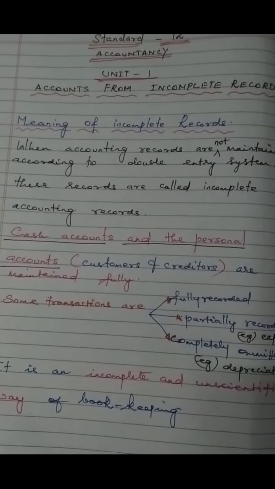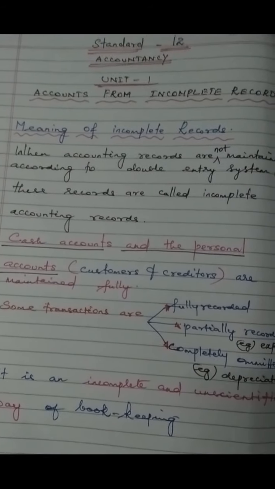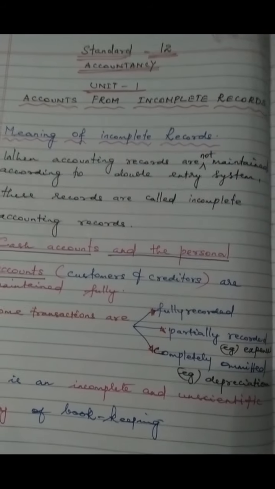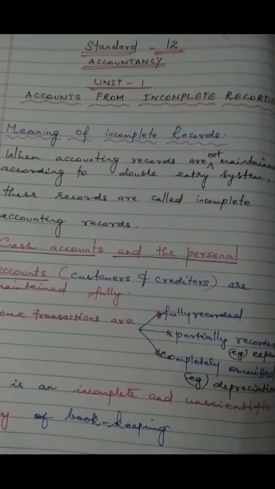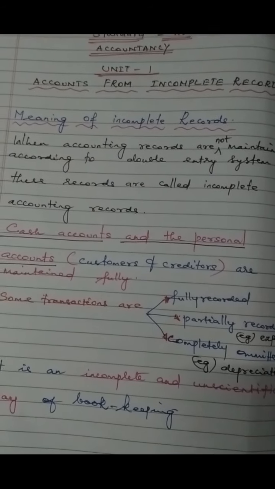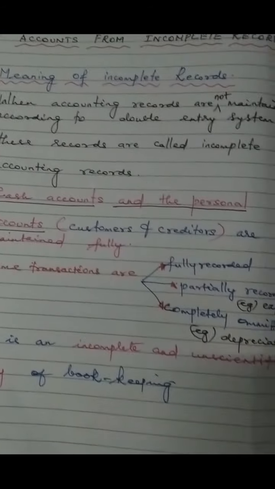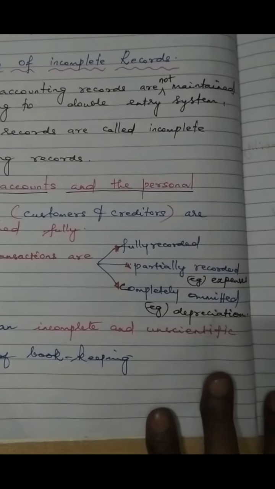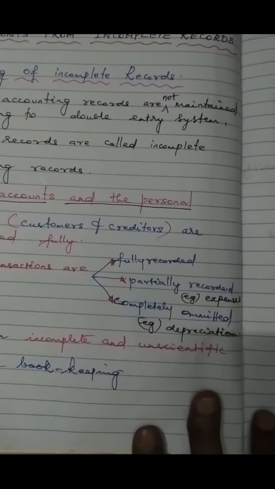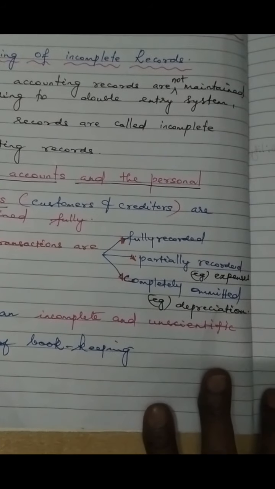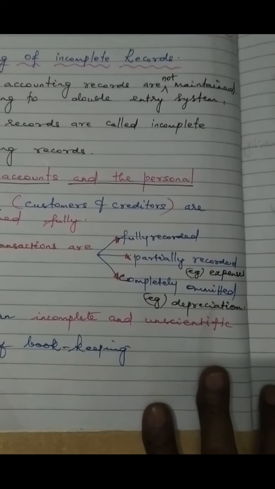That means if the accounting records are not maintained strictly under double entry system, then those records will be called incomplete records. Double entry system means every transaction will have two aspects, that is debit aspect as well as credit aspect. Both the aspects will be recorded in the accounting records. But in incomplete records, all the transactions are not completely recorded. That means some transactions are fully recorded, some transactions are partially recorded, example expenses, and some transactions are completely omitted, example depreciation on fixed assets.